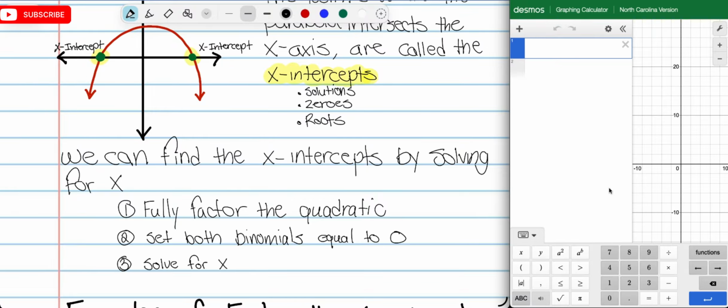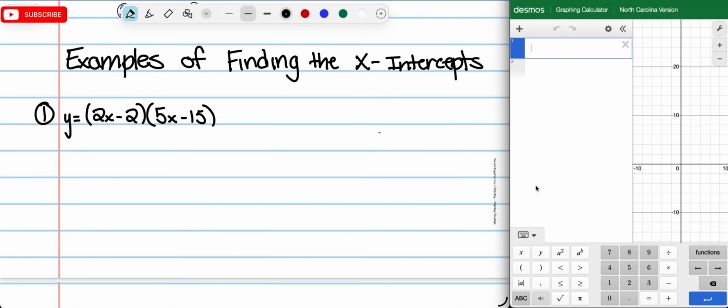Okay, so now let's look at our first example, and from there we'll get a better understanding of what I mean by fully factored, what I mean by setting them equal to 0, and then solving for x. All right, so let's look at example 1.